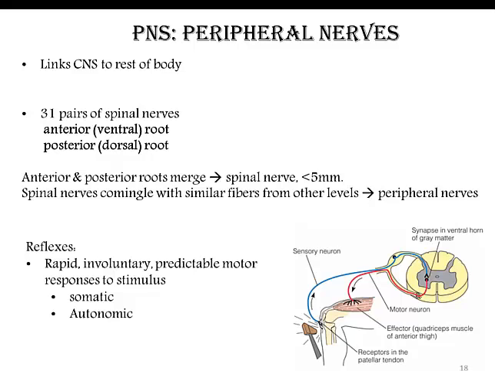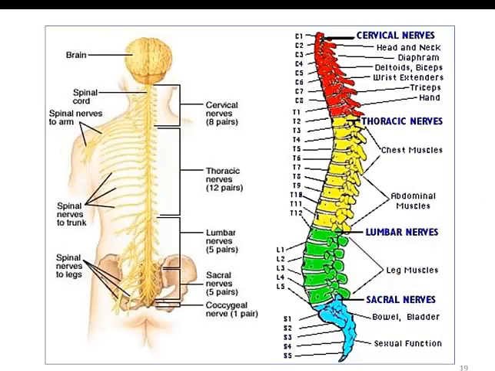Reflexes are rapid, involuntary, unpredictable motor responses to a stimulus. It can be somatic or autonomic. Autonomic includes activation of the heart, smooth muscles, and glands. Now, the lower motor neurons maintain muscle tone and reflexes. If there's damage, there is going to be loss of reflex.